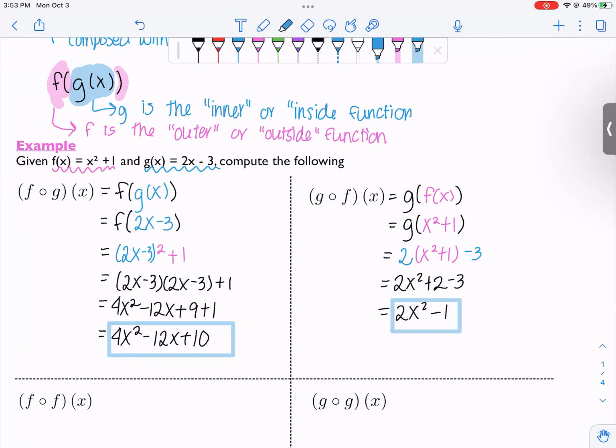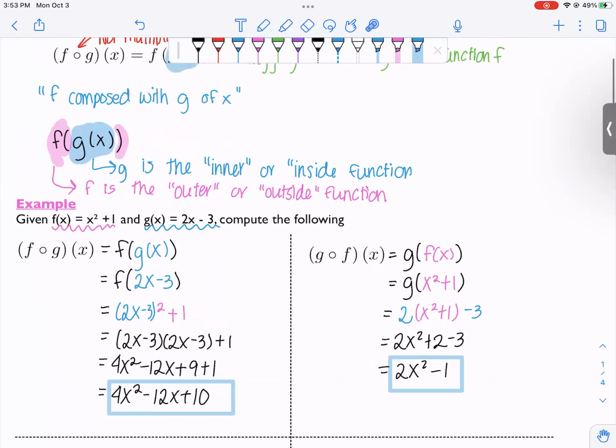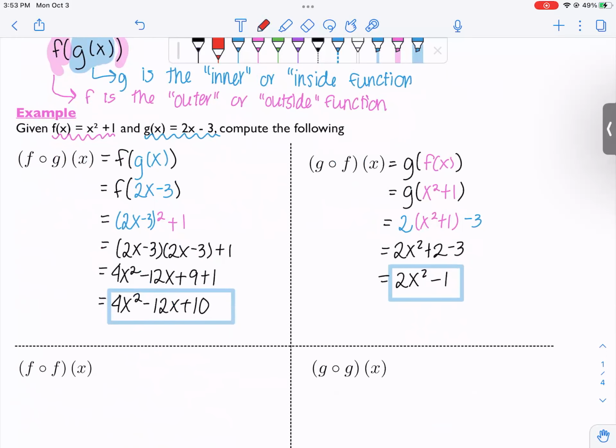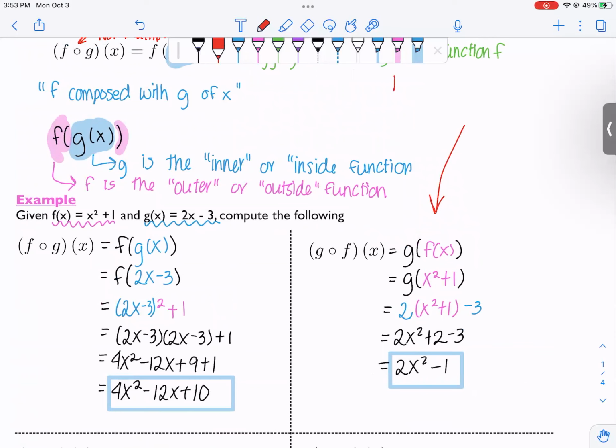So the composition of f composed with g is not necessarily the same as g composed with f. I'm going to make a note somewhere here. In general, f composed with g of x is not equal to g composed with f of x. There are times where they are equal, but it is not a rule. They are not necessarily equal. These are two very different functions.